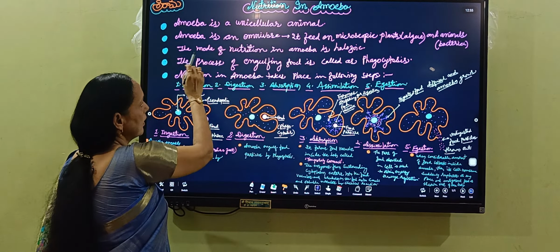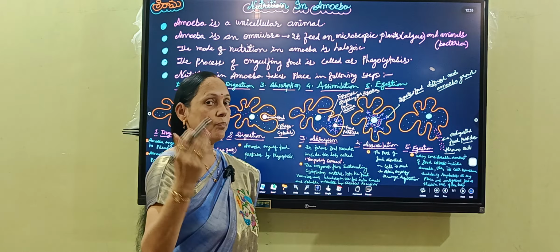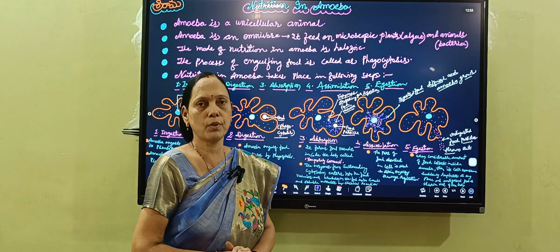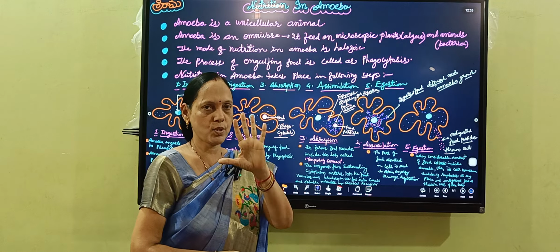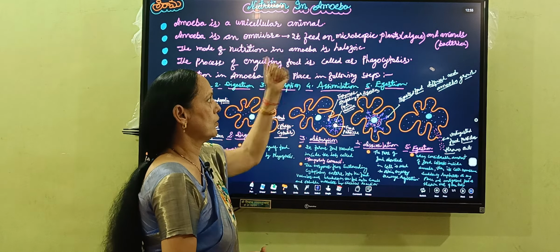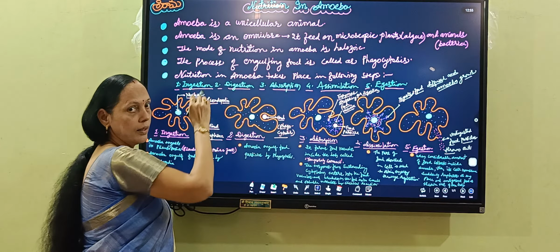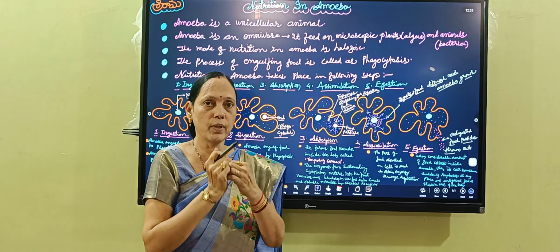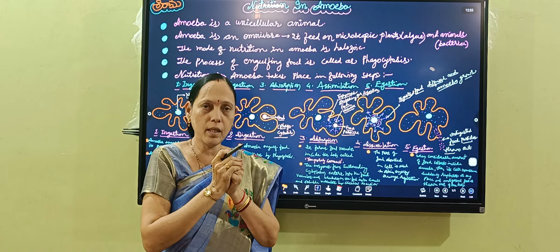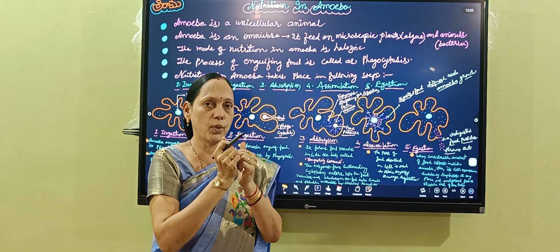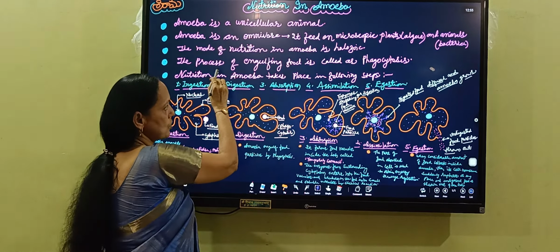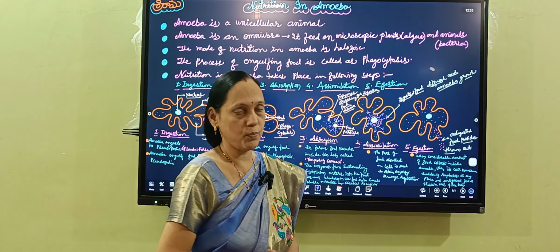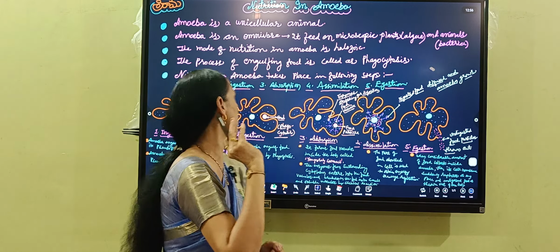Then the next thing is the mode of nutrition. Which mode of nutrition does amoeba follow? Amoeba follows holozoic nutrition, in which a total of 5 steps are completed. Now this amoeba engulfs the food. Engulf means eating the food material with the help of pseudopodia, and the process of engulfing food is called phagocytosis.